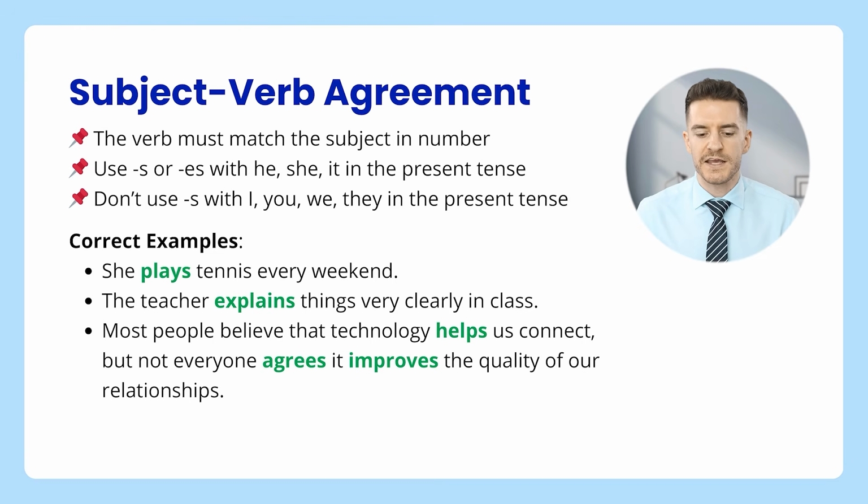And then we say it improves. So again, we've got an S because it is one thing. It improves the quality of our relationships. So just remember, your verb has to match your subject. If it's he, she, or it, you normally need to add an S. If it's you, we, they, or I, then we don't need an S.